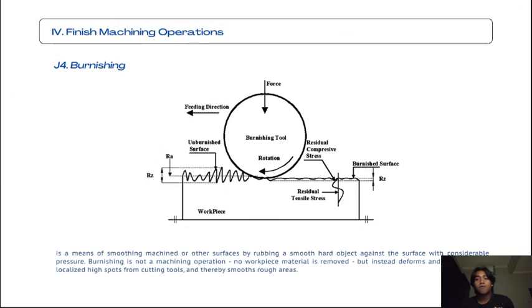Okay, now we're going to the fourth subtopic from finishing machining operation, which is burnishing. Burnishing is a means of smoothing a machined or other surface by rubbing a smooth, hard object against the surface with considerable pressure. Burnishing is not a machining operation. No workpiece material is removed, but instead it forms and presses down localized high spots from cutting tools, leaving smooth, rough areas.